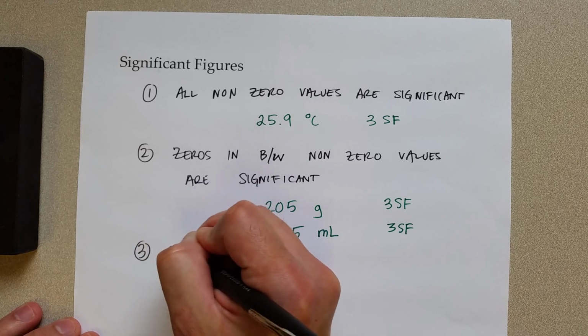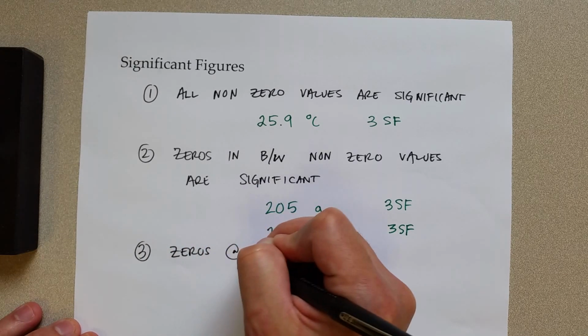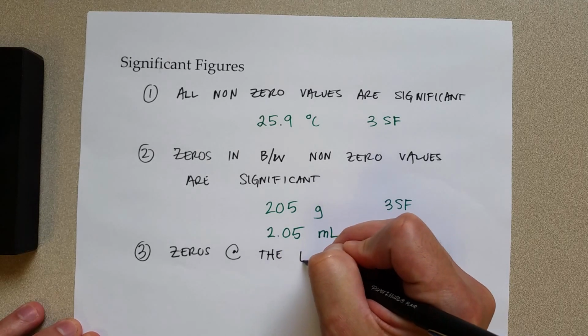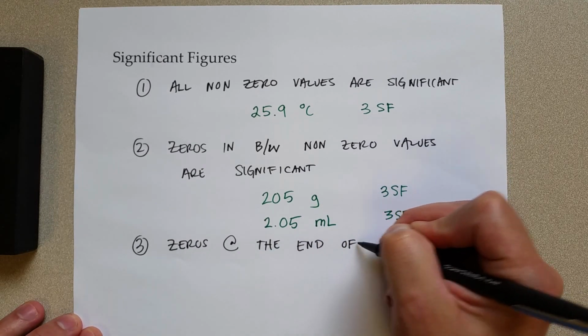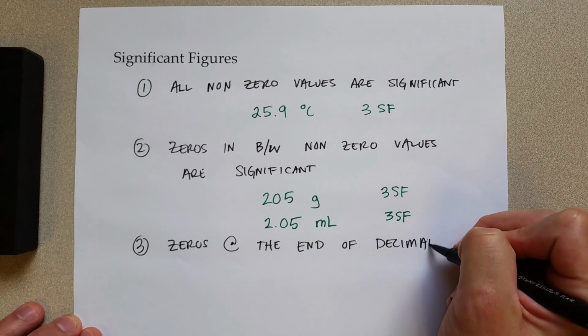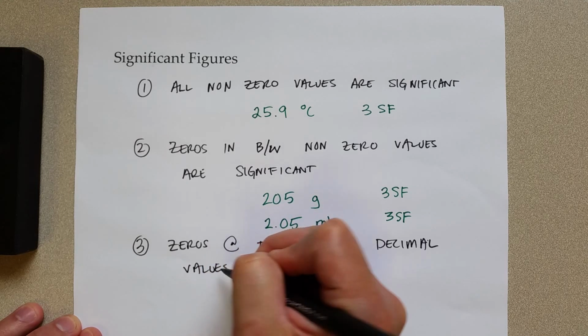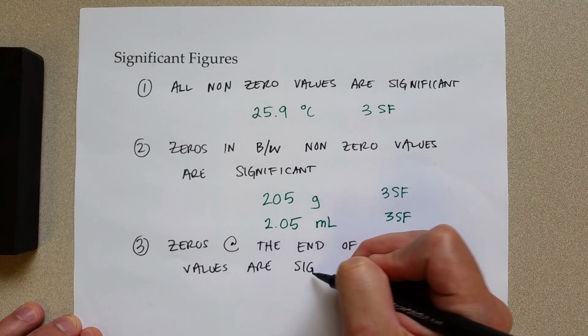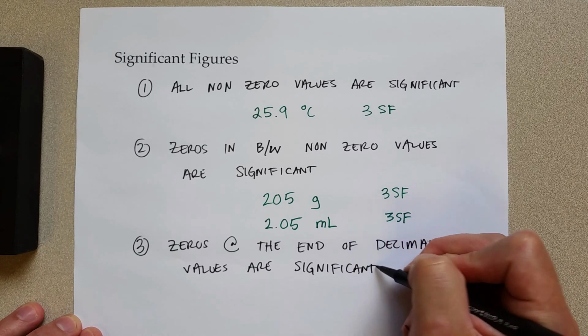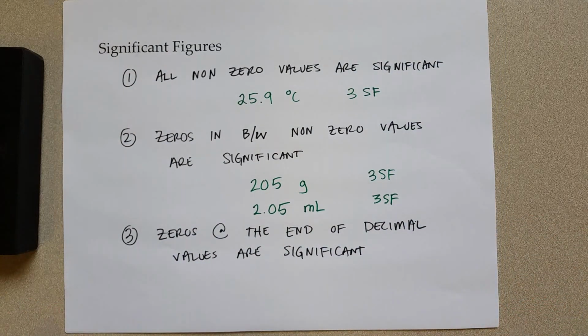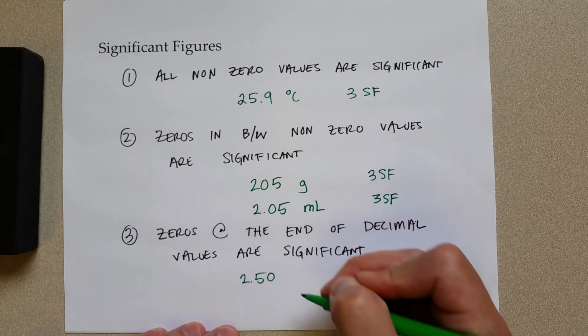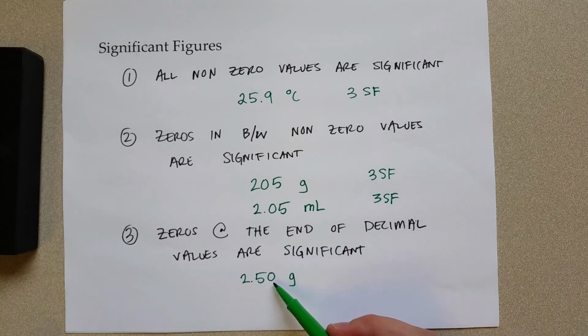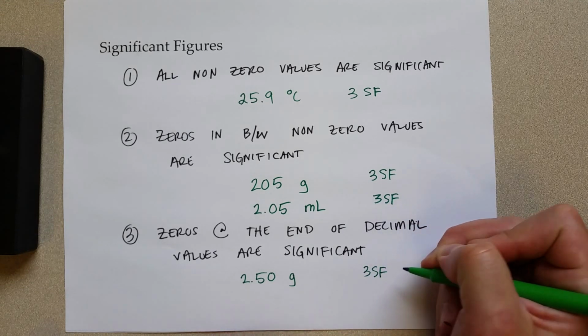Zeros at the end of decimal values are also significant. Because they give us more accuracy, they give us more information. So if instead we measured a value to 2.50 grams, that zero is measured, it's giving us more accuracy, giving us the mass of this object more accurately, and so therefore it is significant. So this value again has three significant figures.